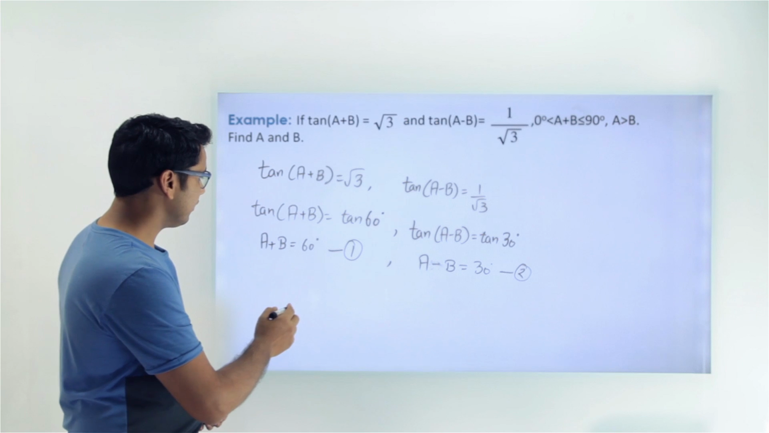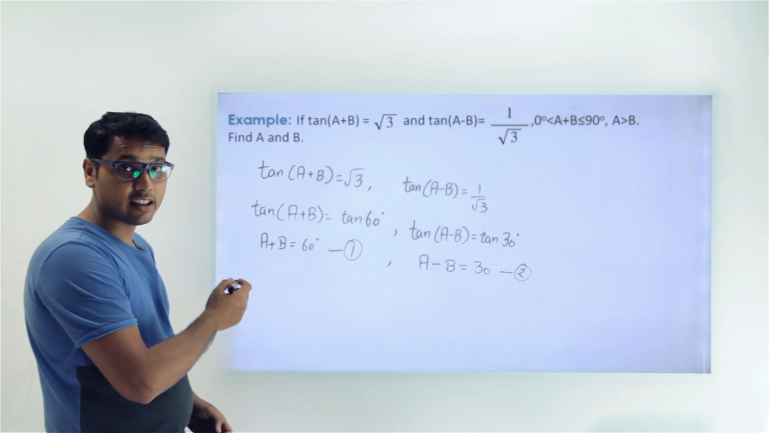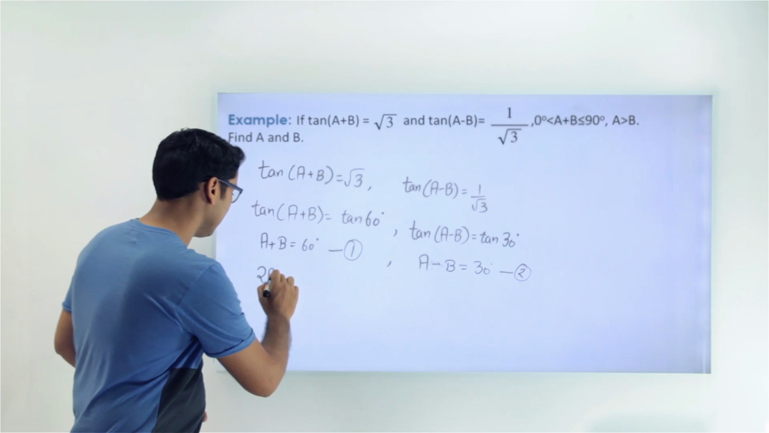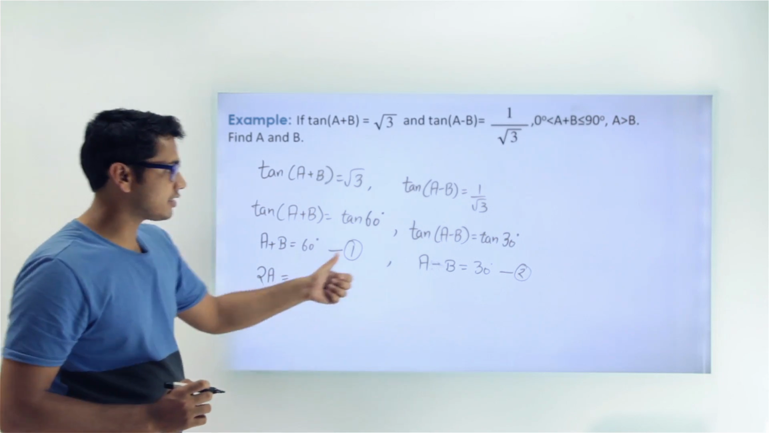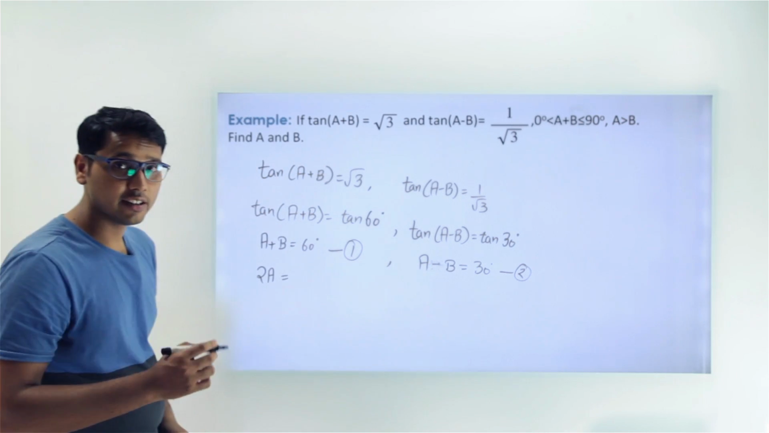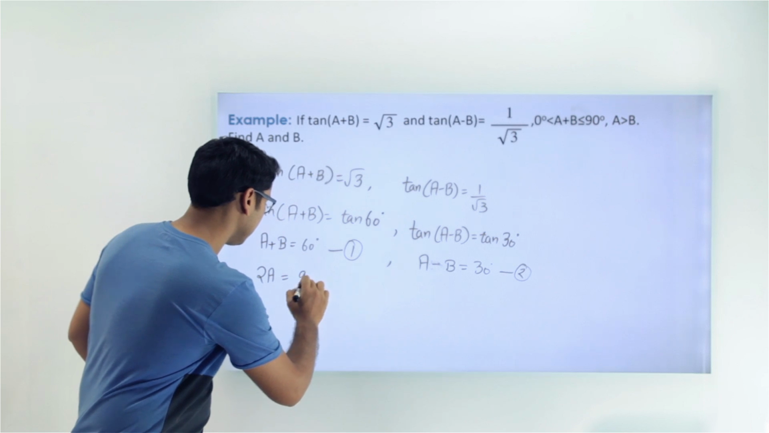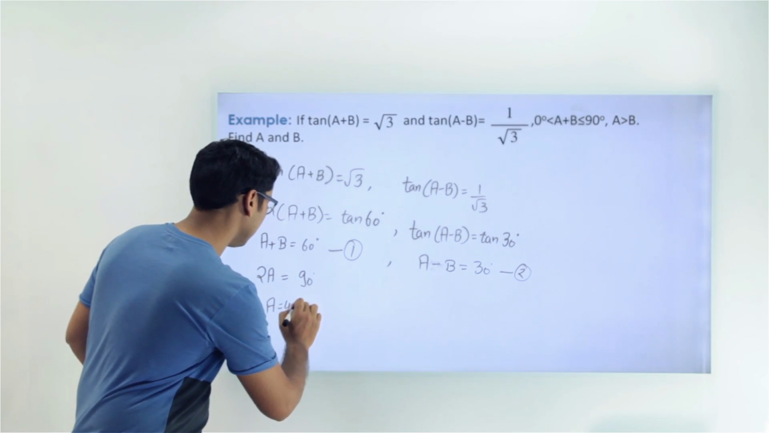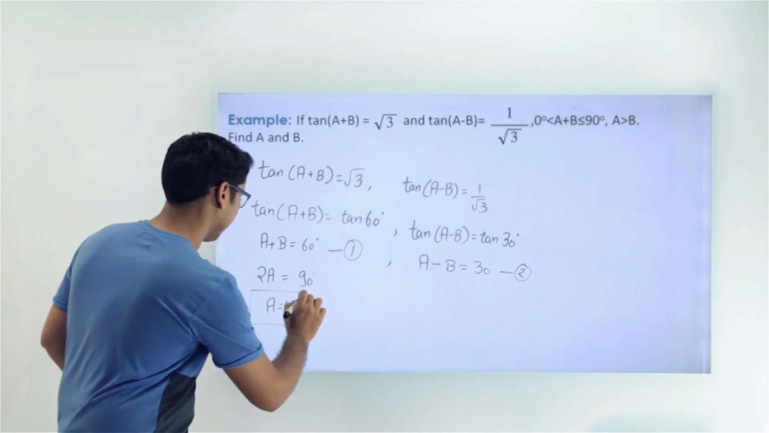So if we add, what will we get? b will cancel out and we'll get twice of a equals 60 degrees plus 30 degrees, which is 90 degrees. So the value of a will be equal to 45 degrees.